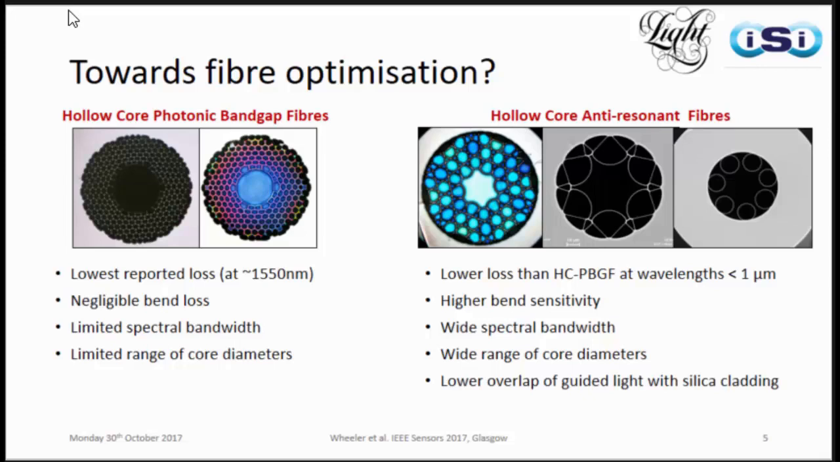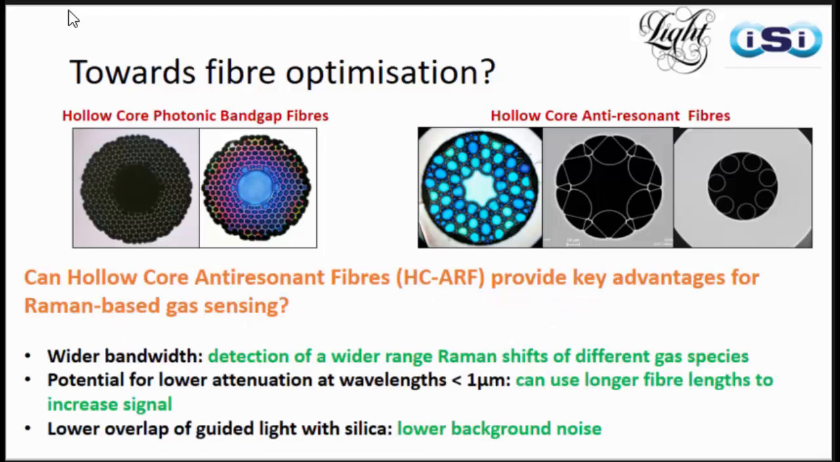They can operate in different wavelength regions in multiple windows. And there's a really wide variety of structures that you can have, which enable a wide variety of core diameters and therefore mode field diameters. We also have a lower overlap of the guided light in the core with the silica cladding. So here we're thinking, can this second family of fibres, the hollow core anti-resonant fibres, provide any key advantages for the Raman-based gas sensing application?